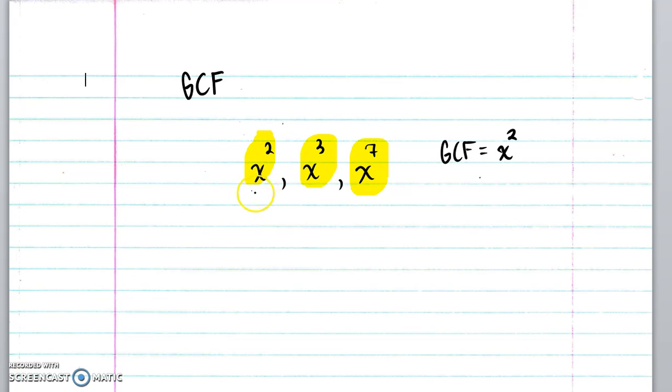And if you're not sure about that, we can check. X squared divided by x squared is 1. X cubed divided by x squared is x. X to the 7th divided by x squared is x to the 5th. Because remember yesterday when we multiplied variables, we added the exponents? Well, when you're dividing, you subtract the exponents. That's something you need to remember from last year.